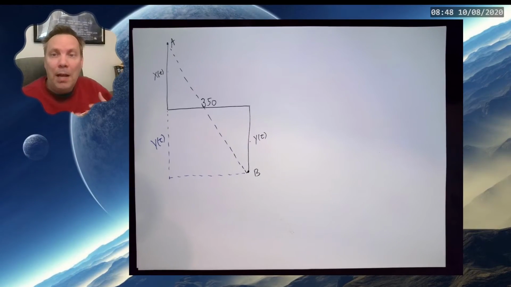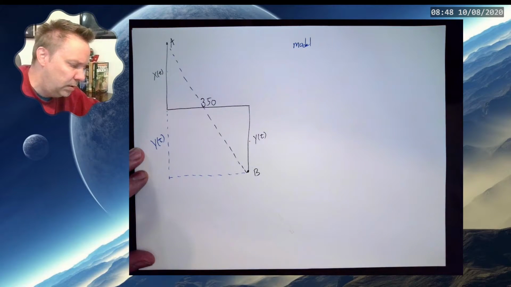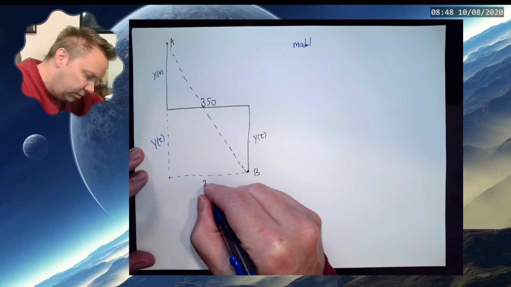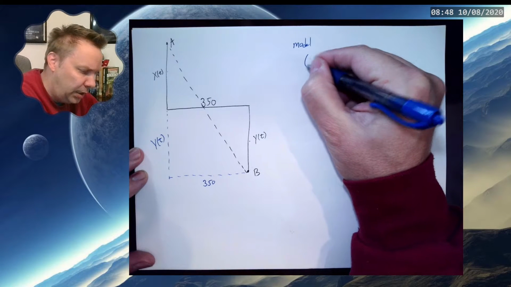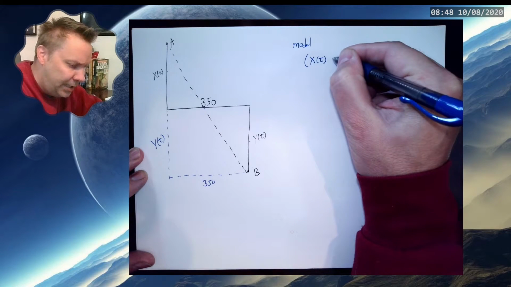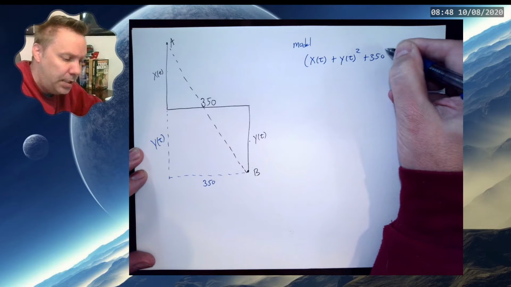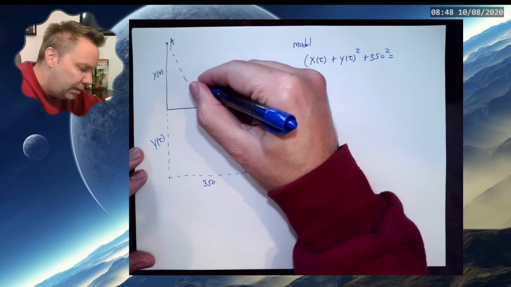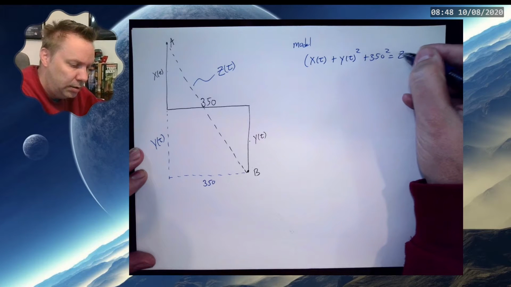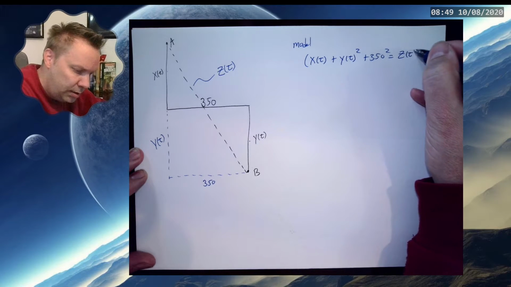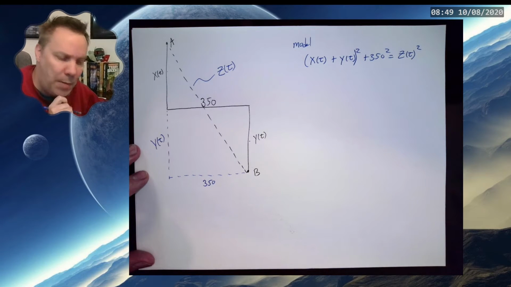So my model for this is a Pythagorean model. Specifically, it's (x of t plus y of t) squared plus 350 squared is equal to, well, this is the distance that I want to look at, z of t squared, and I think I missed one parenthesis right there. So there's my model.